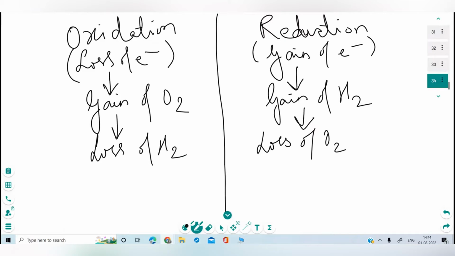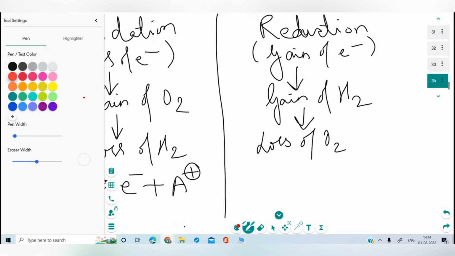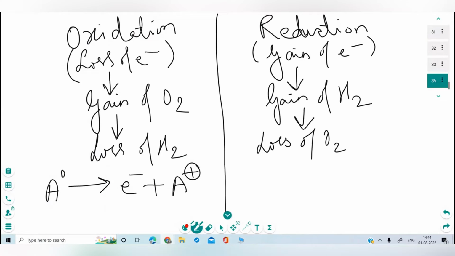Now, if I have to give an example, see, Na to the power 0 loses an electron. So the electron will be lost, and Na will become positively charged. That means the oxidation number increased. It increased from 0 to +1. Oxidation number increased.